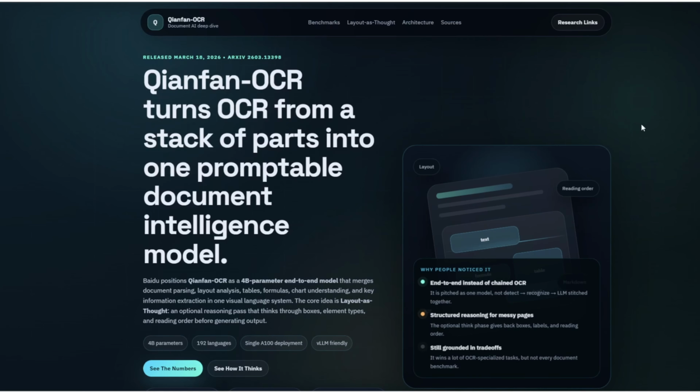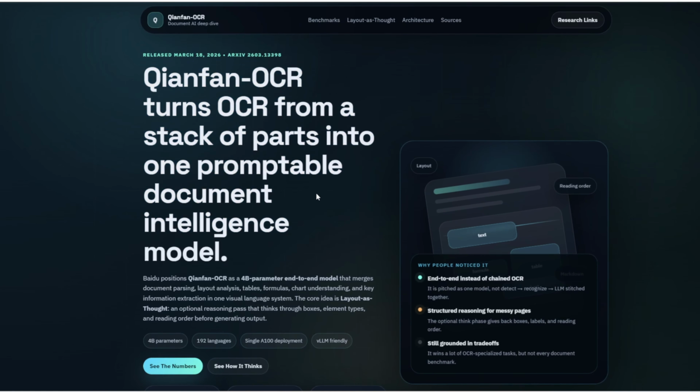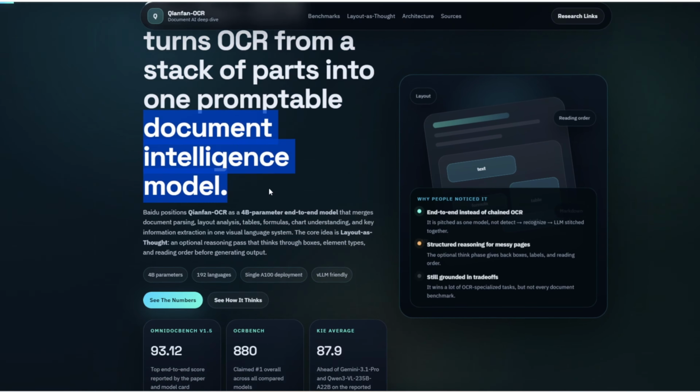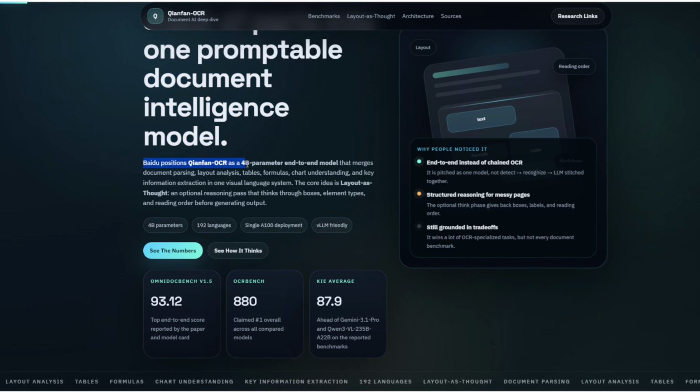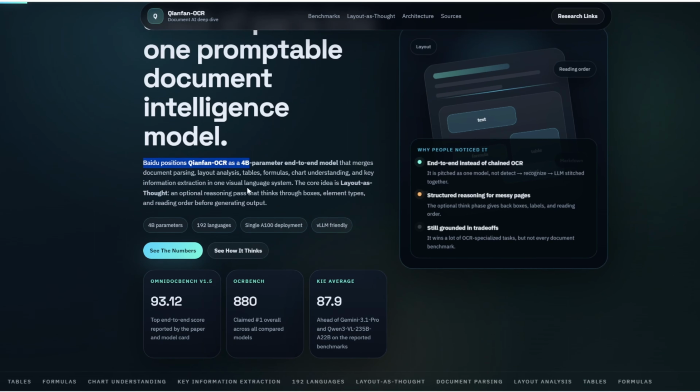Have you ever tried feeding a complex PDF, a messy receipt, or a dense financial report into an AI, only for it to completely scramble the text? Traditional OCR is broken, it uses too many moving parts, and it fails when things get complicated. But today, that completely changes.